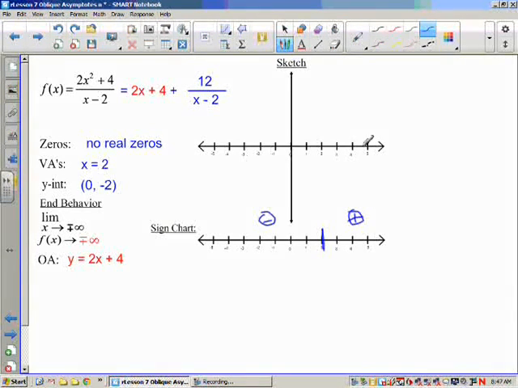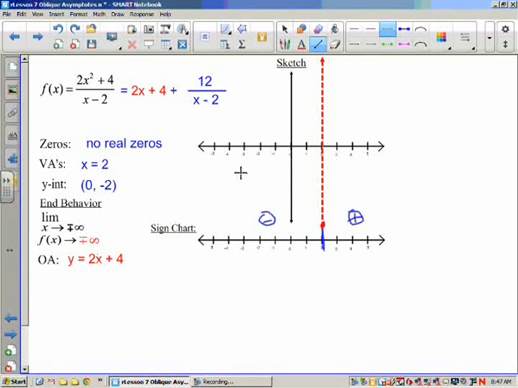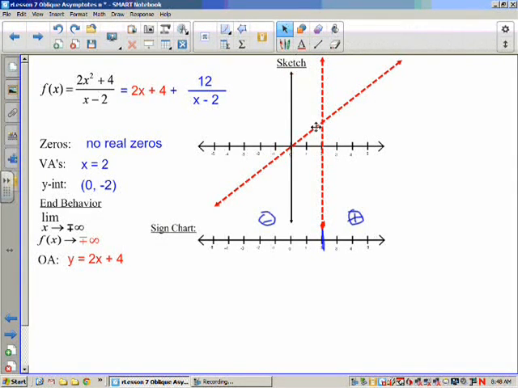Okay, and now we can draw our asymptote. We have a vertical asymptote at x equals 2, and then our oblique asymptote at 2x plus 4. 2x plus 4 means we are going to pass through x is 2, sorry, negative 2, and then go up a couple of times. I've got to make sure I have space for my drawing here.